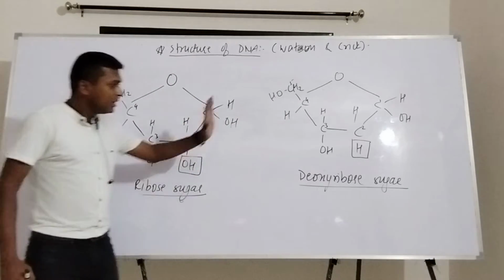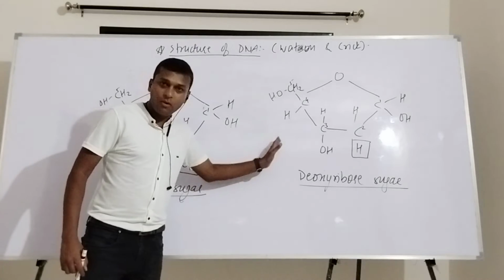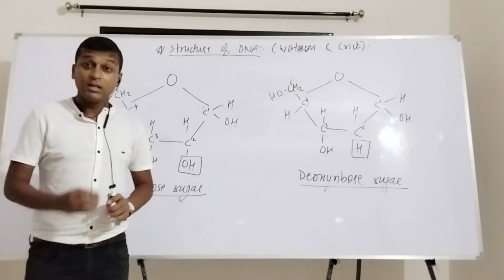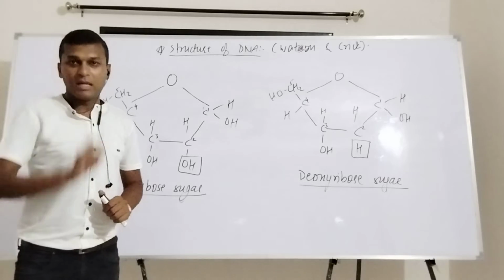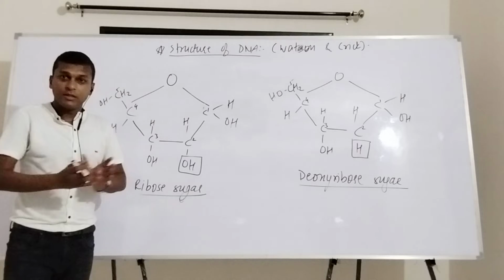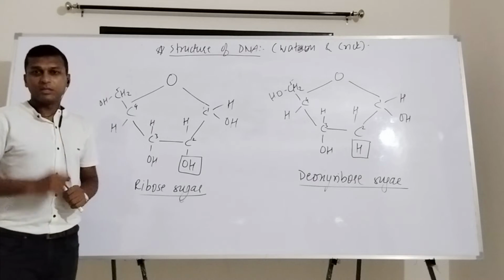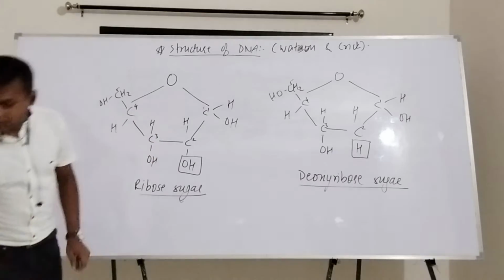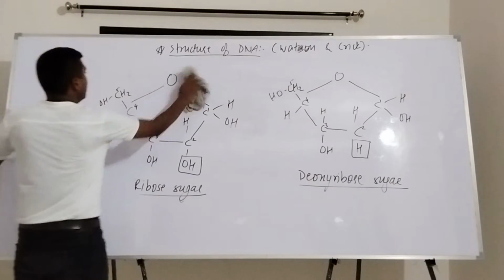Deoxyribose sugar, because it is present in the nucleic acid, that's why that nucleic acid is called deoxyribonucleic acid. And when the ribose sugar is present in nucleic acid, in that case that will simply be called ribonucleic acid. Okay, so this is basically the first component of the DNA.